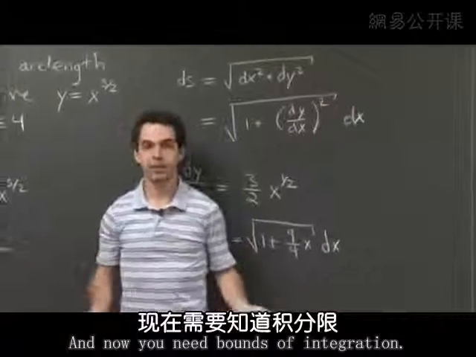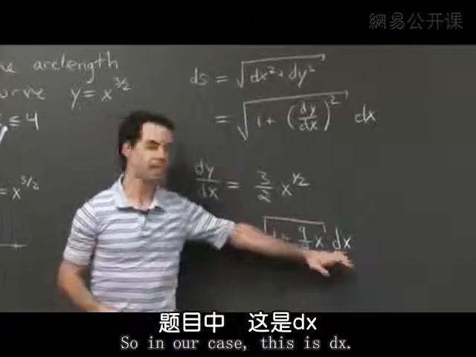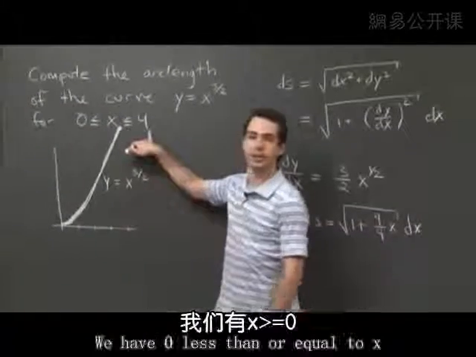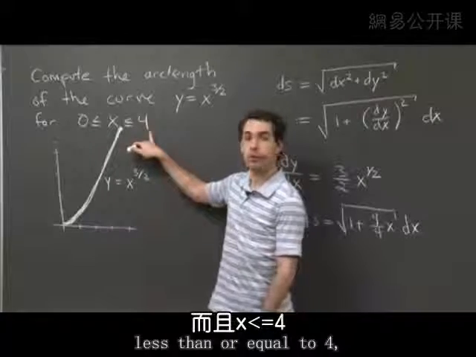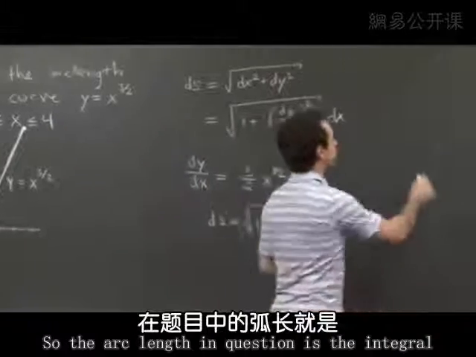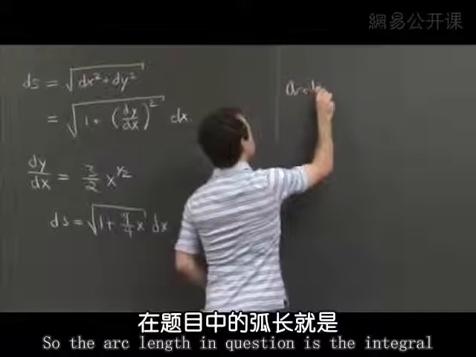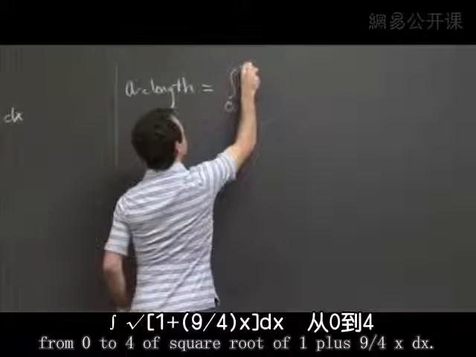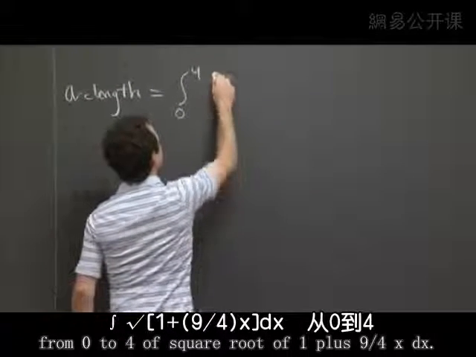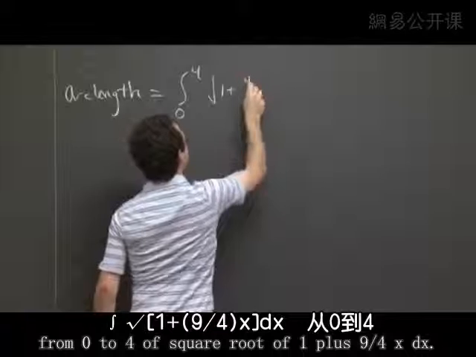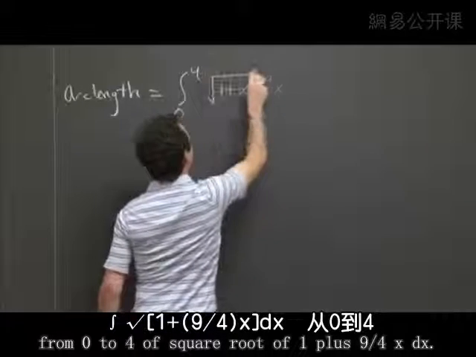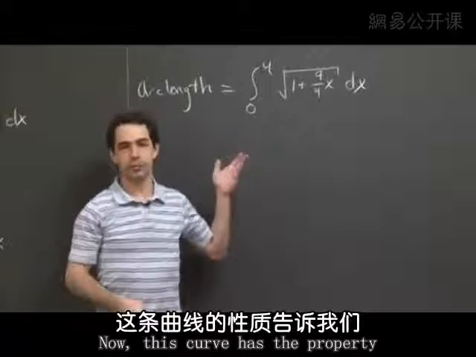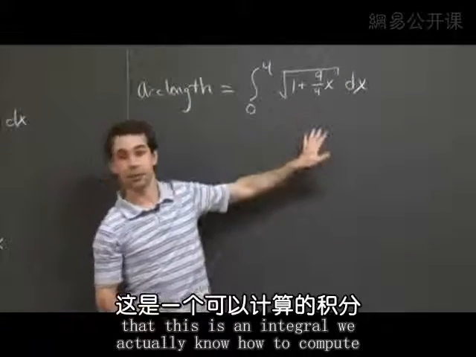And now you need bounds of integration. In our case, this is dx, we want to integrate with respect to x, so we need bounds on x. Luckily, we have them: 0 less than or equal to x less than or equal to 4. So the arc length in question is the integral from 0 to 4 of the square root of 1 plus 9/4 x, dx. Now, this curve has the property that this is an integral we actually know how to compute.